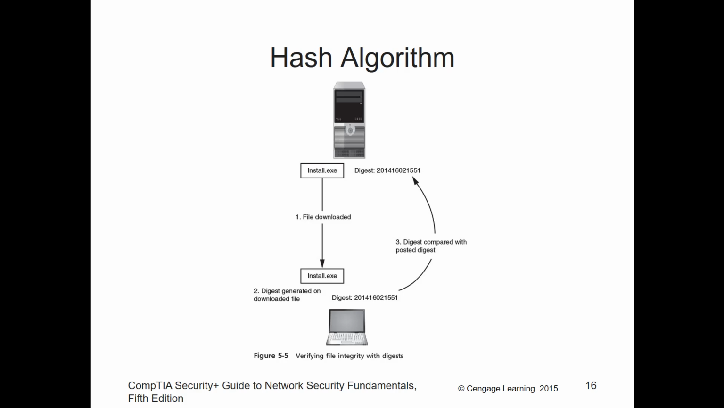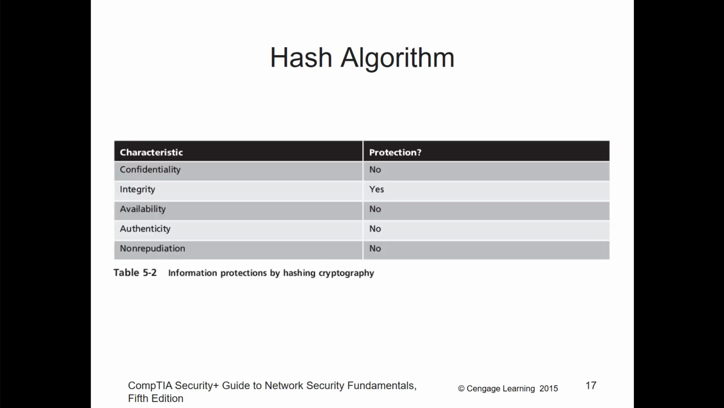But when you're doing this and you're looking at the hashing algorithm, you may want to ask yourself, does it meet the 5 characteristics? Is it confidential? It really isn't. Is it available? It doesn't really do anything for availability, authentication, or non-repudiation. But it does help with integrity. So again, pros and cons of each.